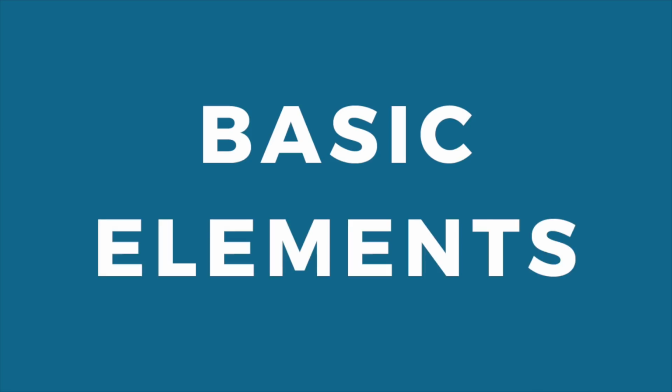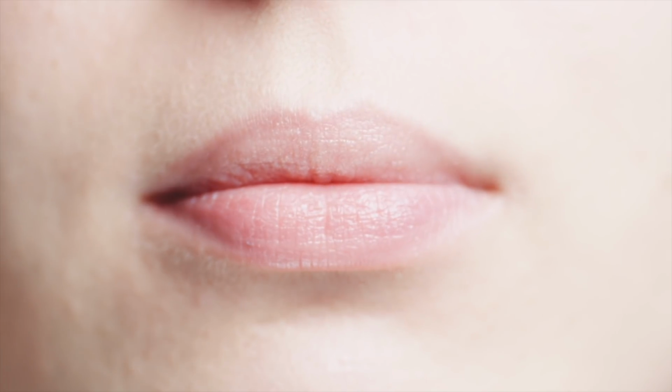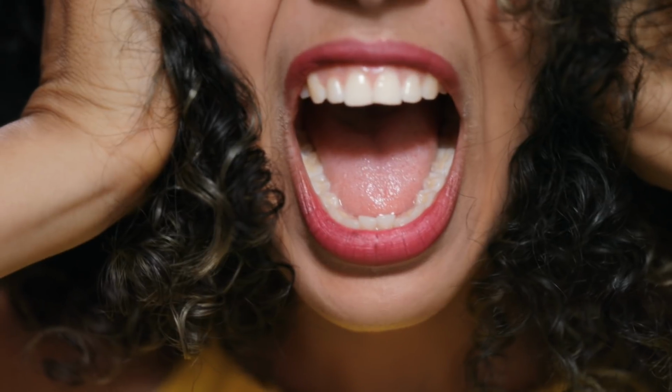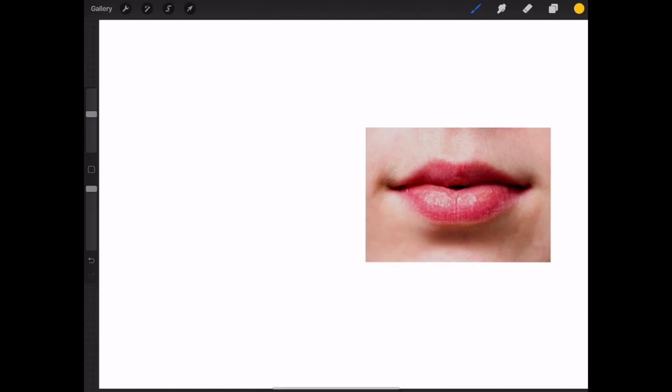Next, let's observe a photo reference of a mouth and break it down into its basic elements. And we're actually going to do this twice because the mouth can either be closed or open. So the first element is going to be the most obvious one, which is the opening of the mouth. Contrary to popular belief, this is not a straight line. In fact, the mouth and the lips are made up of a lot of different wavy lines, which we can think of in terms of mountains and valleys.